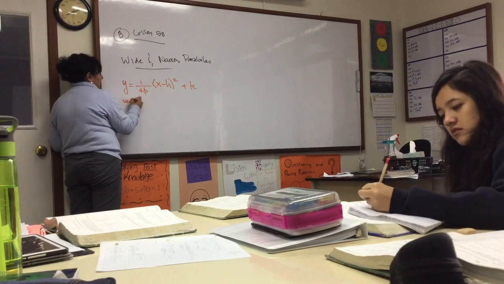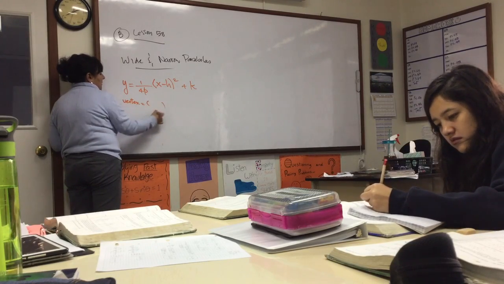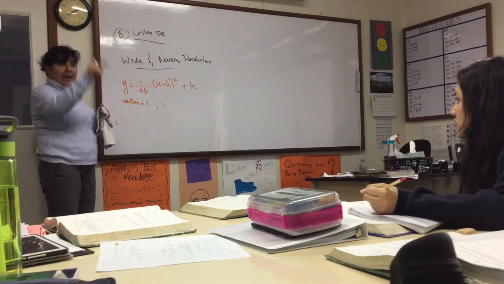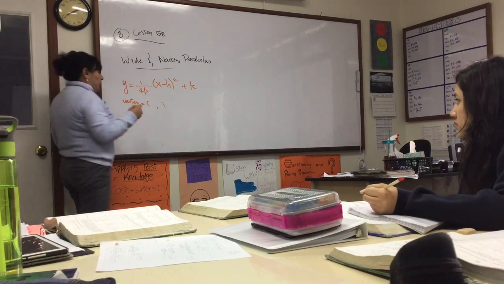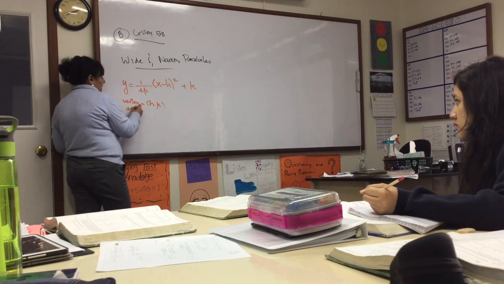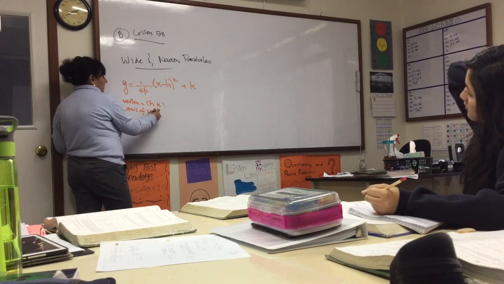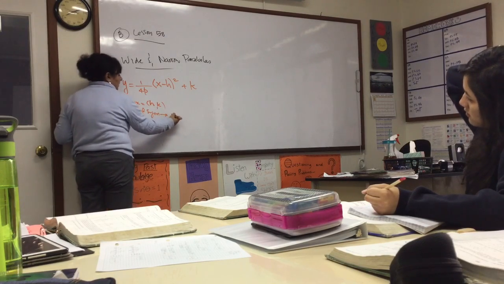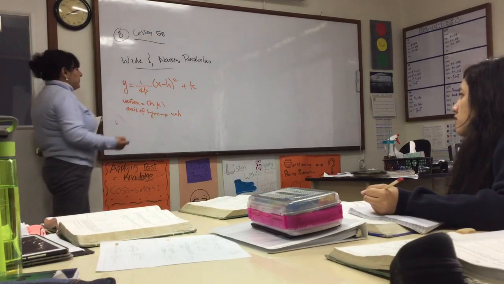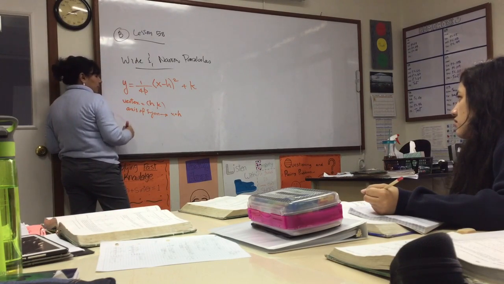What's the vertex? What's the vertex? That's the point at the very bottom. H comma K. And the axis of symmetry? X equal to H. Remember, because it's a vertical line. And the focus?